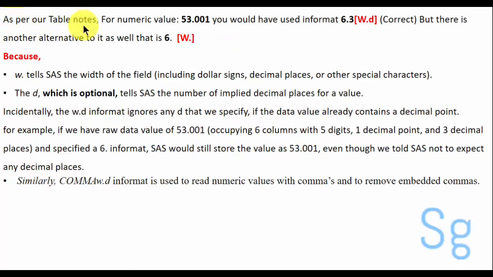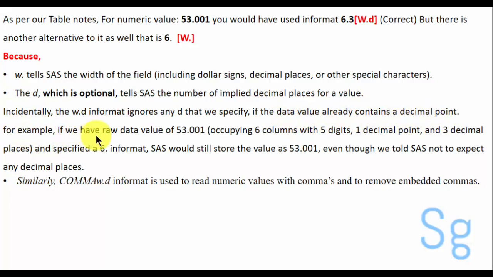As per our table notes, for numeric value 53.001, you would have used informat 6.3, but there is another alternative to it as well, that is 6 dot. W tells SAS the width of the field, that is including dollar signs, decimal places, or other special characters. The D, which is optional, tells us the number of implied decimal places for a value. Incidentally, the w.d informat ignores any D that we specify if the data value already contains a decimal point.